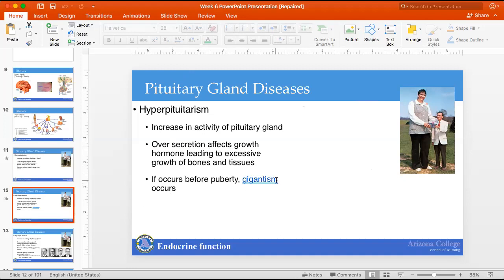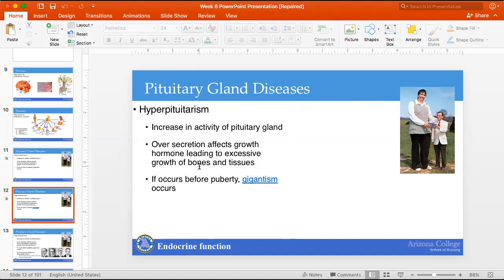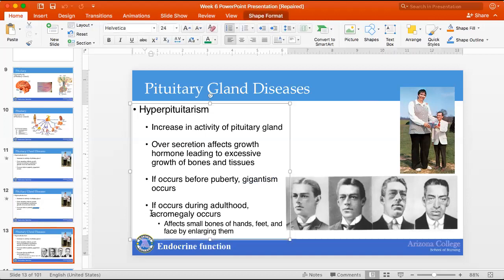And so that is gigantism, which then occurs because of this. There's a different term used if this occurs after puberty. There's still growth, but the growth is more almost in width. You'll typically see it in structures of their face, if it occurs after puberty has ended. And so, right here, you have that it occurs during adulthood. This condition is acromegaly.